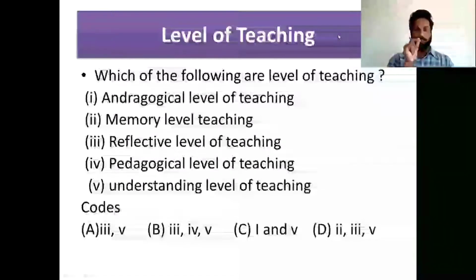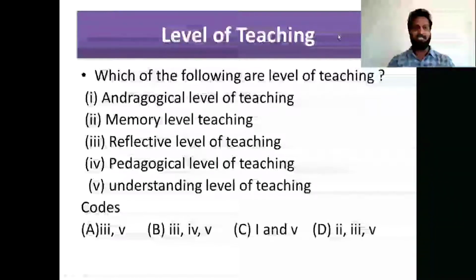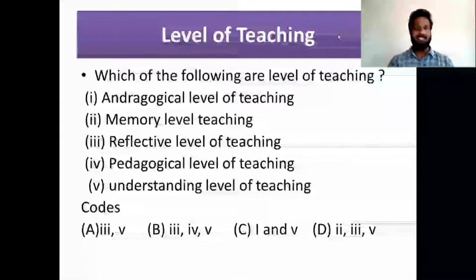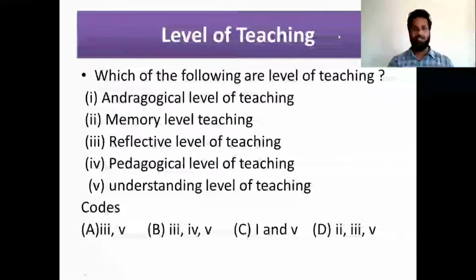Option A, 3 and 4. That means 3, reflective level of teaching, and 4, pedagogical level of teaching. Option B, they gave 3, 4, 5. That means reflective level of teaching, pedagogical level of teaching, and understanding level of teaching. Option C, they gave 1 and 5. That is andragogical level of teaching and 5, understanding level of teaching. Option D, they gave 2, 3, 5. Memory level of teaching, reflective level of teaching, and understanding level of teaching.